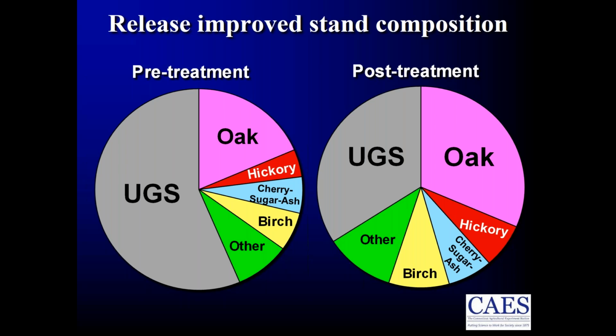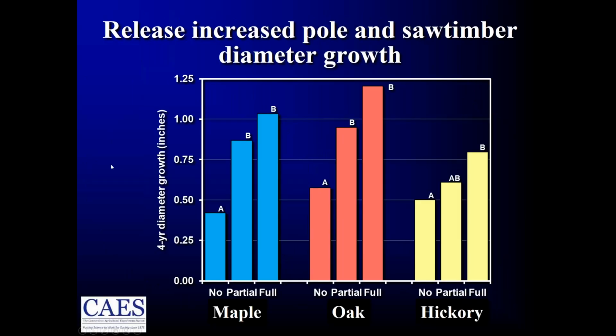I should say we started this study up a year before emerald ash borer came into the region, which is unfortunate because we had been promoting ash. So what can we look at for the growth rates of all these trees for the acceptable growing stock that we left? And these are for pole and sawtimber diameter growth. If you look at each one, we have maple on the left in the blue, oak in the center in the red, and hickory on the right in the yellow.